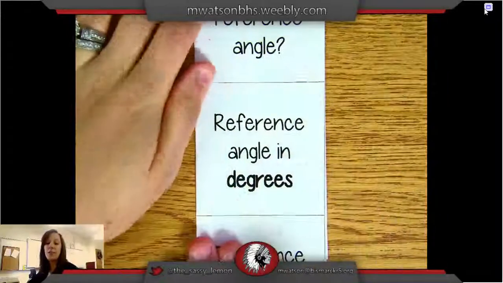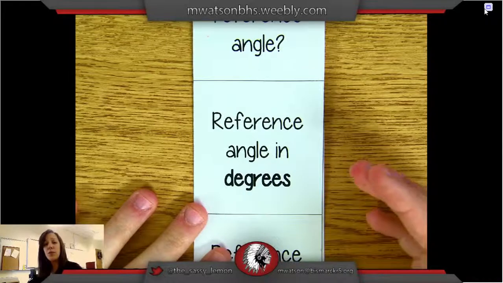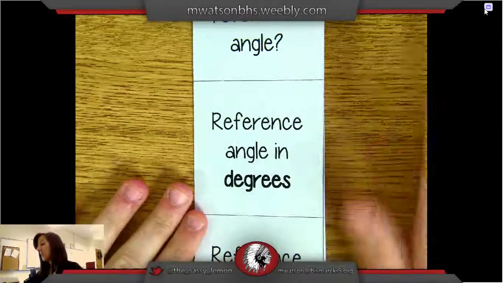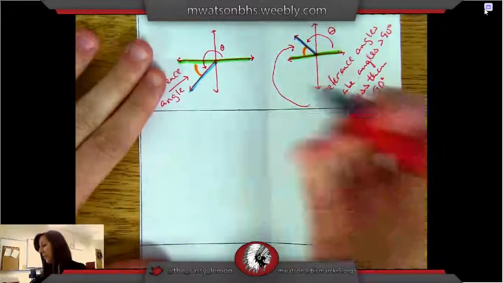Alright, so it's easier to do reference angles in degrees because degrees are what we're used to, and degrees don't involve fractions. So we'll do a reference angle with degrees first. Let's go ahead and write down our problem.